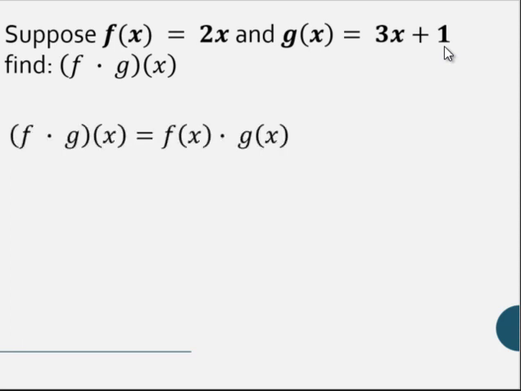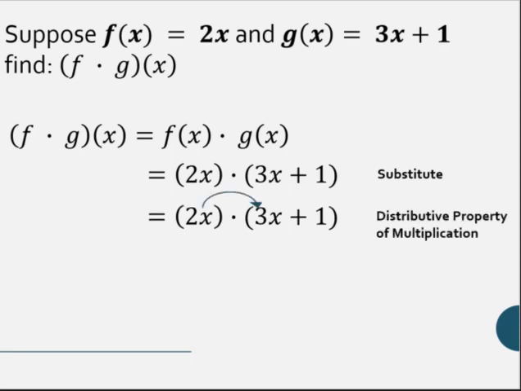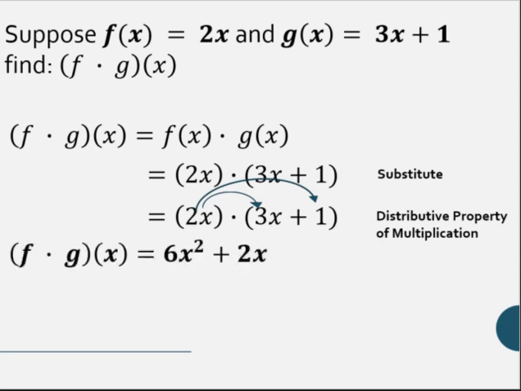F times g of x is also equal to f of x times g of x. We're going to substitute the value of f of x and g of x in the equation. 2x times 3x plus 1. Then, we are going to do the distribution property of multiplication. 2x times 3x equals 6x squared, and 2x times 1 equals 2x. So f times g of x is equal to 6x squared plus 2x.